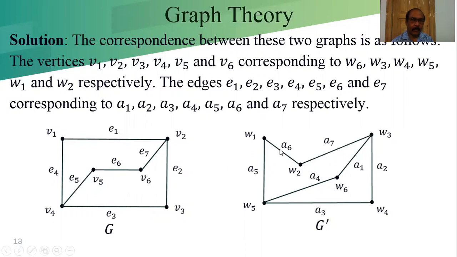E6 corresponding to, this will come here, A6. E7 corresponding to A7, and one left, E4 corresponding to A4. This will come here. When we pulled it, so A4 will be here. So E4 corresponding to A4. So each vertex correspondence and each edge correspondence we already got. Now we have to check the degree of the corresponding vertices and whether incidence is preserved or not.